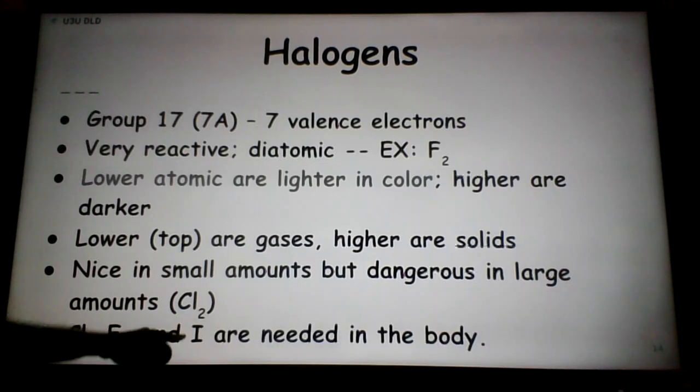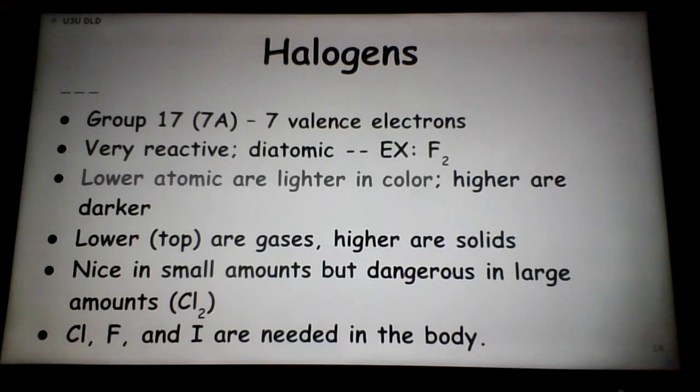Chlorine, fluorine, and iodine are also needed in the body because all three of these help kill germs. We use fluorine where? In the toothpaste. We have monosodium fluorophosphate or sodium fluoride in the toothpaste we brush our teeth with. We kill the bacteria. The bacteria love to eat the sugar that gets left over on our teeth. And when they're done with the sugar, they'll start eating away at the tooth itself. But chlorine and iodine also help kill germs in the body.